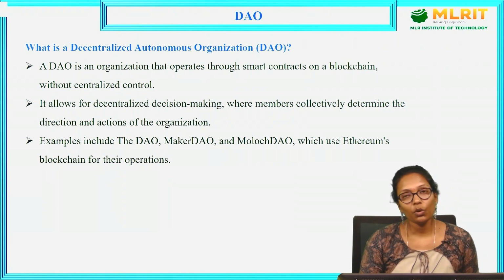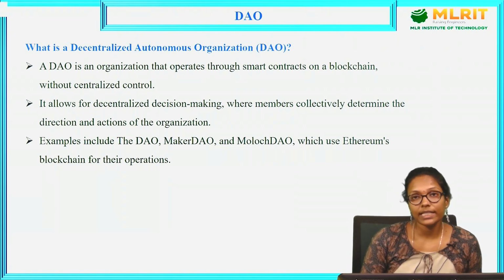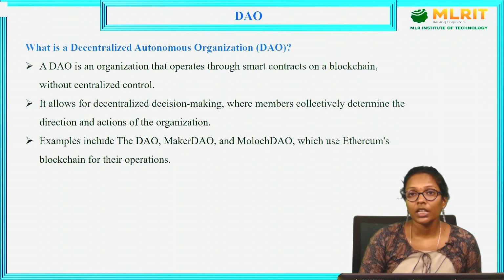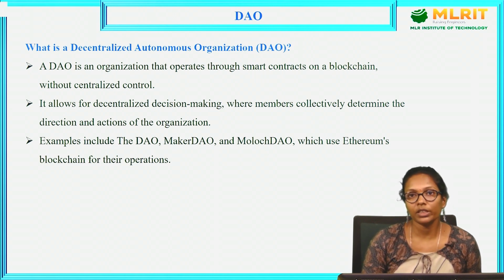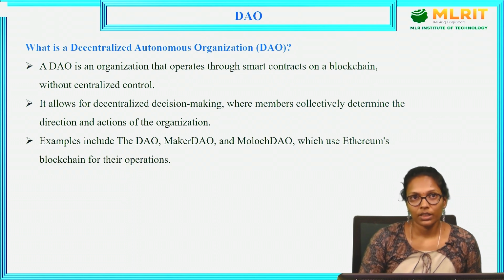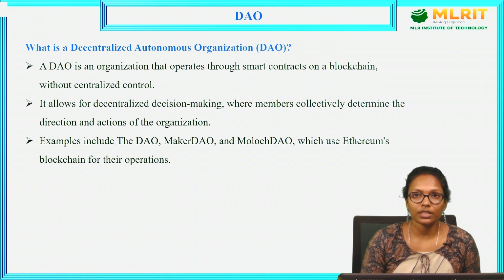So coming to what is a DAO. What is a Decentralized Autonomous Organization? The name itself is telling that it is decentralized. Of course, it is using blockchain internally. Decentralized means there is no central authority to monitor this. And autonomous means the same thing: there is no central authority to take the decision. It is an independent organization.